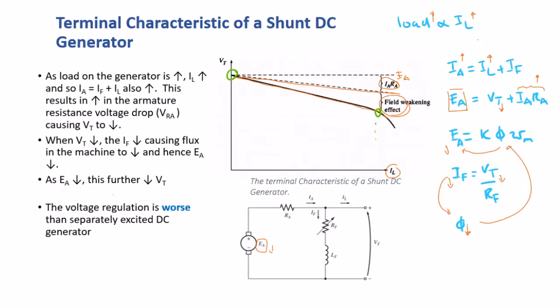So maybe for a comparison, we can add another line here, just for illustration. This could be the terminal characteristics for the separately excited. So the drop is not as significant as the one that we have for the shunt DC generator.